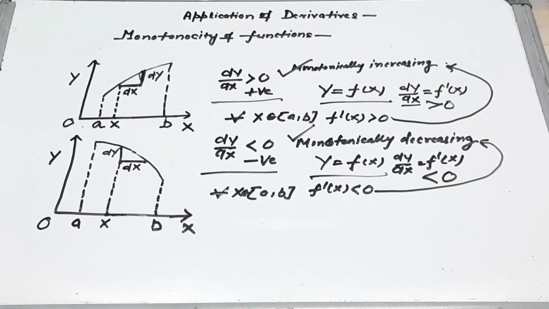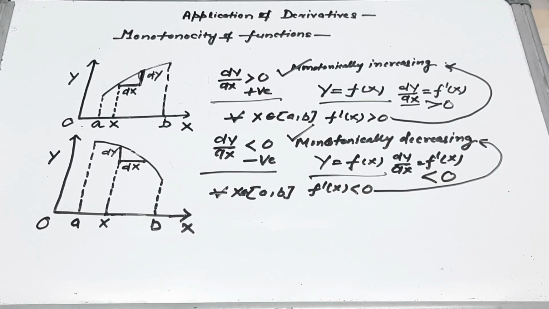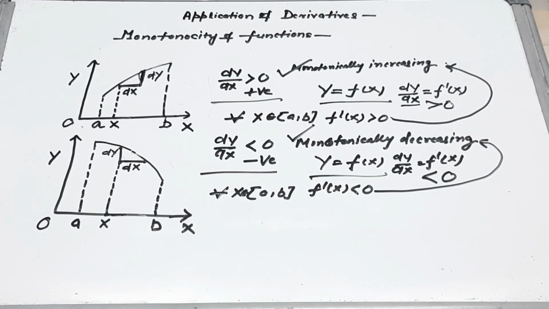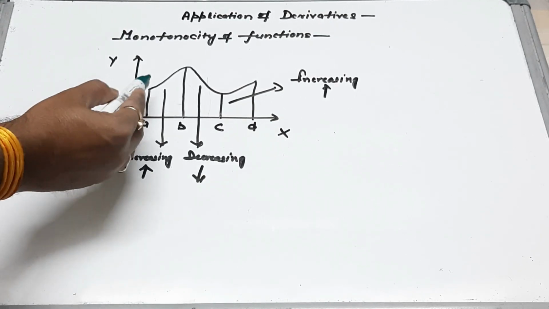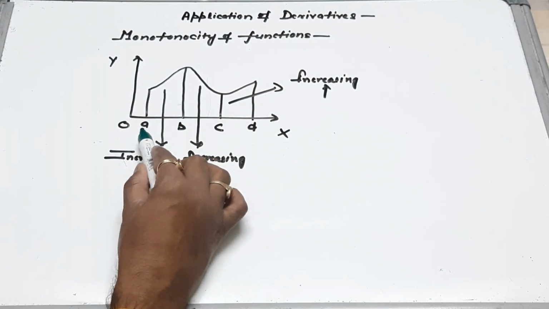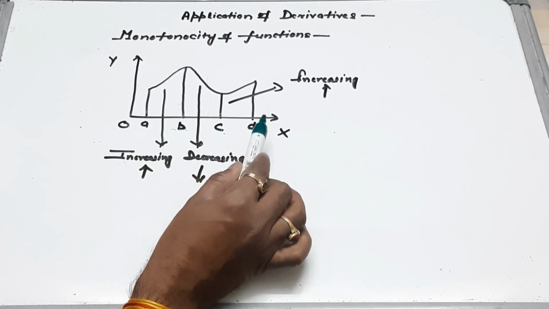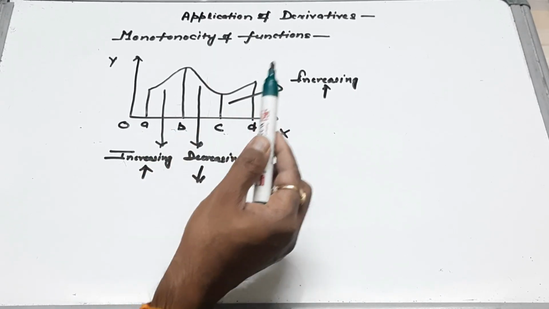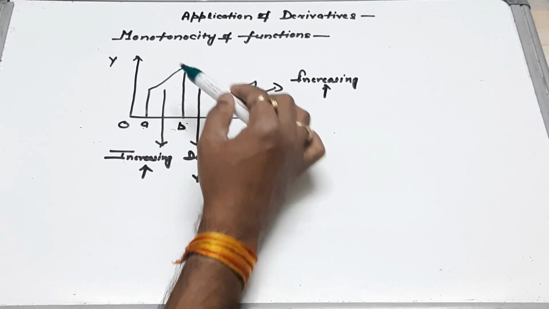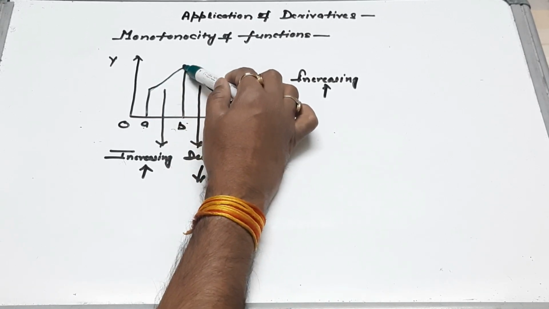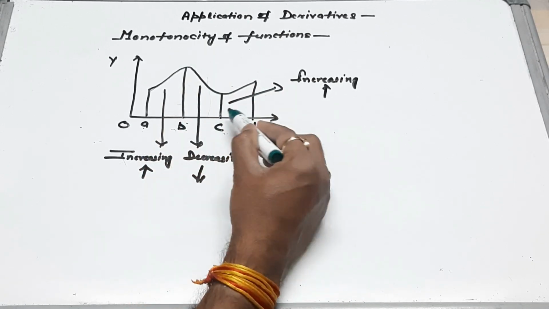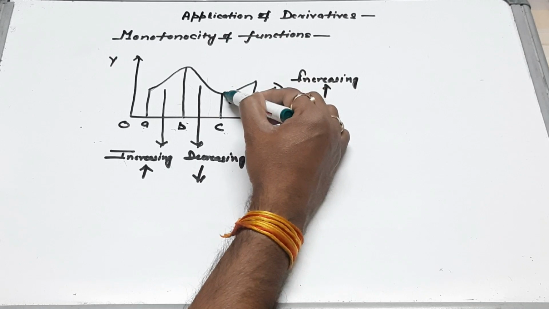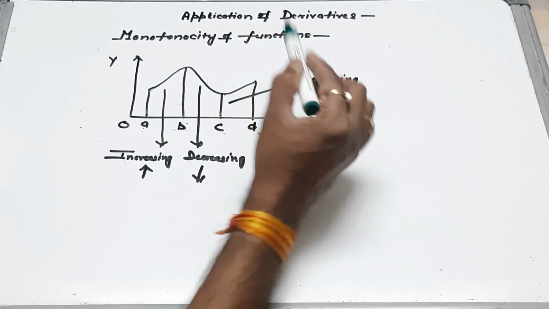How will we check the various intervals where it is monotonically increasing and the intervals where it is monotonically decreasing? Now you see a mixed function. Here the function is divided into 3 intervals, a to b, b to c, c to d, depending upon its behavior. From a to b interval, function is monotonically increasing. From b to c, function is monotonically decreasing. And from c to d, function is again monotonically increasing.